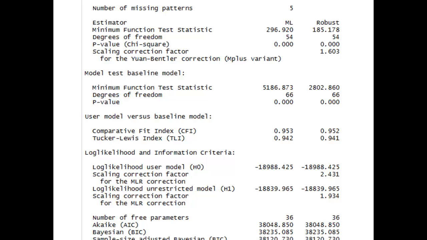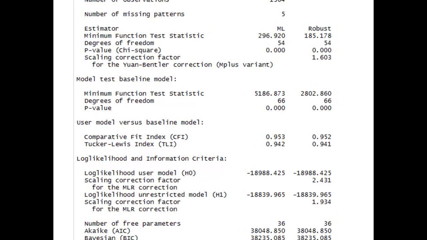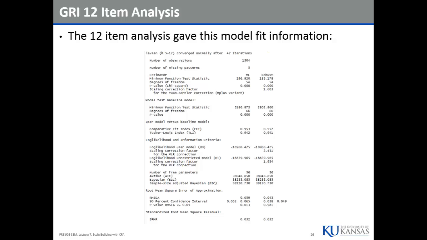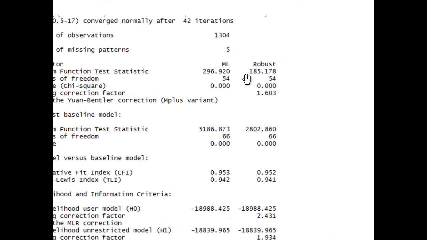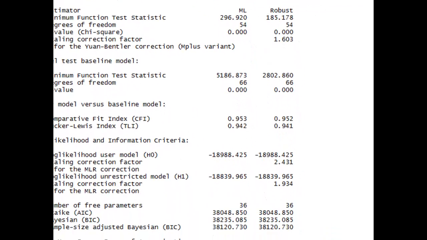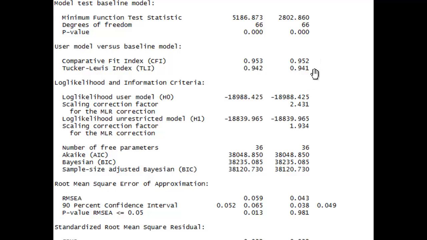Students, what does 54 represent in our likelihood ratio test for degrees of freedom? Anybody know what a 54 is? No. It's the difference between the saturated model's number of parameters and our specified model's. So, again, our model fit is poor for the likelihood ratio test. But take a look. CFI and TLI are now up in the 0.95 area. Woot.